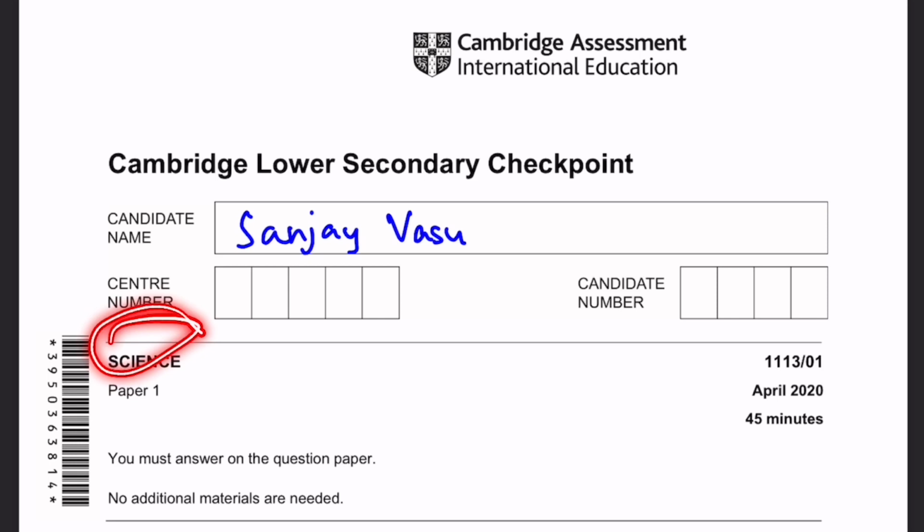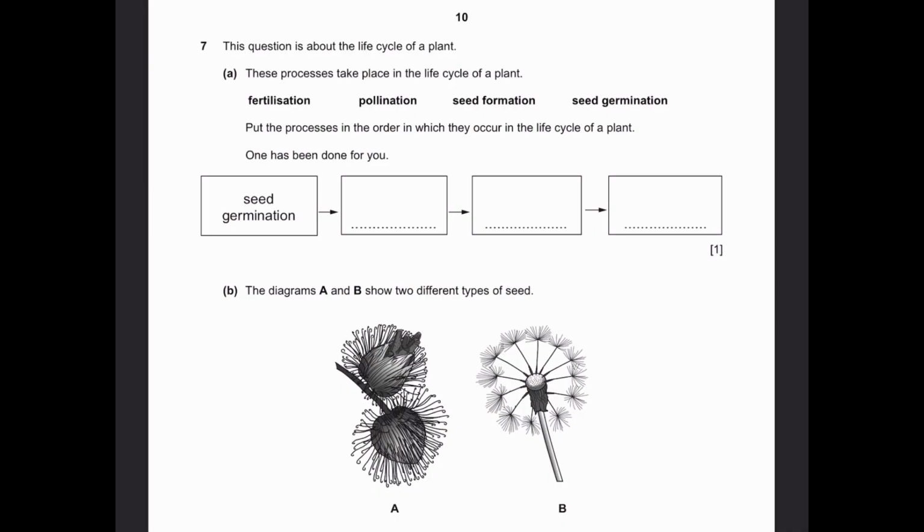This time, science paper for Cambridge Lower Secondary Checkpoint Paper 1, April 2020. This is the second part of the Secondary Checkpoint for Science April 2020. Question 7. This question is about the life cycle of a plant. A. These processes take place in the life cycle of a plant. Put the processes in order in which they occur in the life cycle of a plant. One has been done for you.